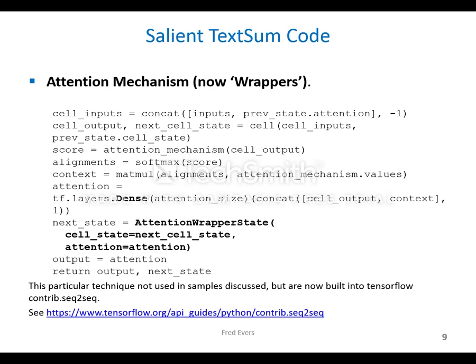In addition to that, what's significant in Text Sum is the code available via open source on GitHub, for which there is a link. You will see that there is an attention mechanism, which is now called wrappers, which is now built into the TensorFlow contrib seq2seq module, so that this material, which has been under development, will now be available by downloading. And I think this is from TensorFlow 1.0 and forward.